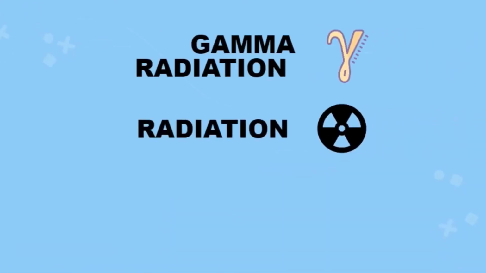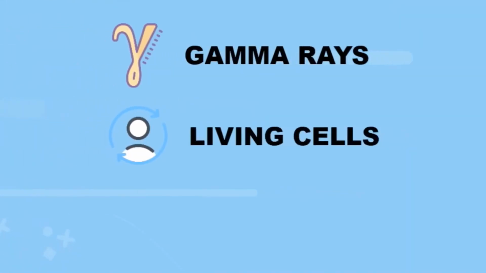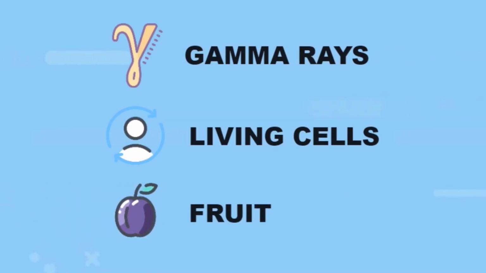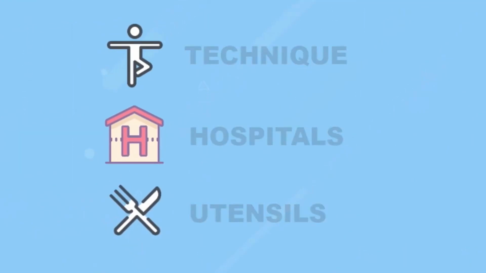Another type of radiation is gamma radiation. This is used for sterilization. This means that gamma rays can kill living cells, so they are used to kill microbes and bacteria on fruit and vegetables. This technique is also used in hospitals to sterilize medical utensils.